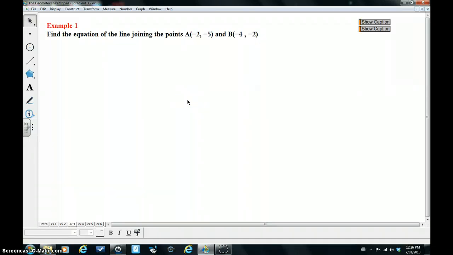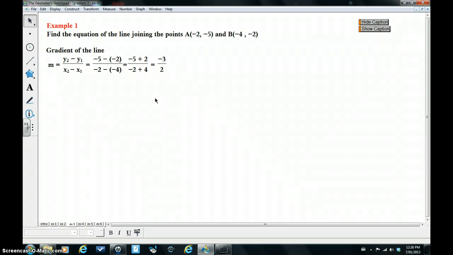We have to find the equation of the line joining the points A and B, which have coordinates minus 2, minus 5 and minus 4, minus 2. So I'm going to first of all find the gradient using the usual result that the gradient is the difference of the y coordinates divided by the difference of the x coordinates. And you can see I've started with point A, and the gradient is y2 minus y1, which is minus 5, take away minus 2, divided by the difference of the x coordinates, which is minus 2, take away minus 4.